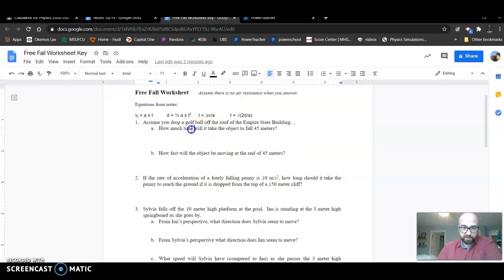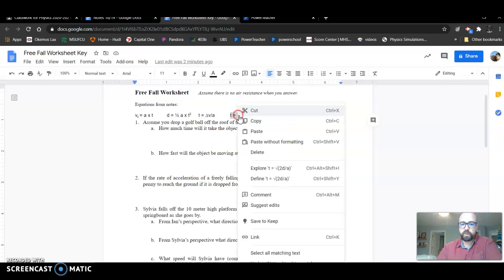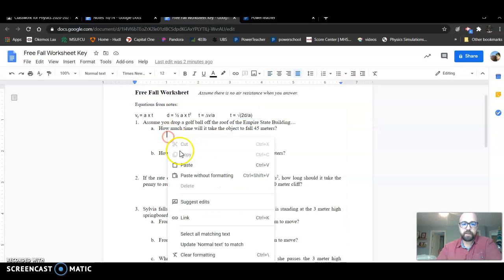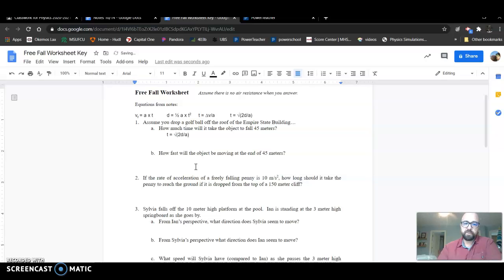But if it says how much time, so I know I'm looking for time, and I've got these two equations. It gives me a distance, so that means I'm going to use this equation right here. So I'm going to copy this one down, paste it in, so I know I'm using that. And then that's going to equal, and I'm just going to type square root of this so I don't have to go through and find that symbol.